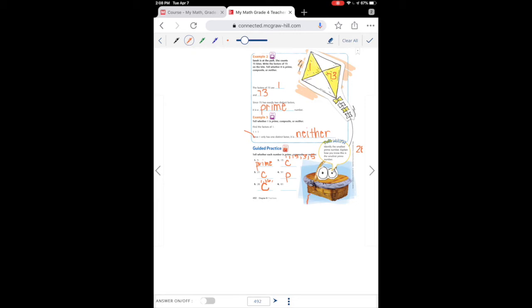Now, 61. 1 and 61 we already know. Are there any other numbers that go into 61 that we can multiply together? Or are there any numbers we could divide 61 by and get a whole number without any remainders? No. So it is a prime number.